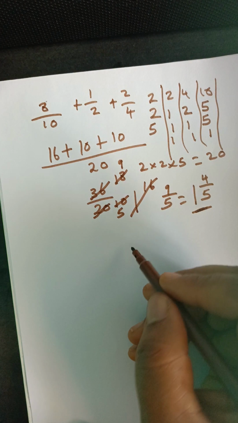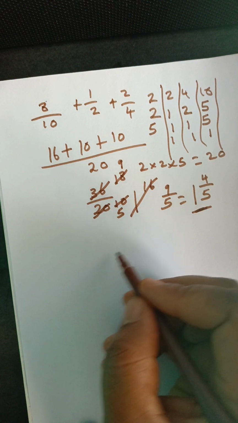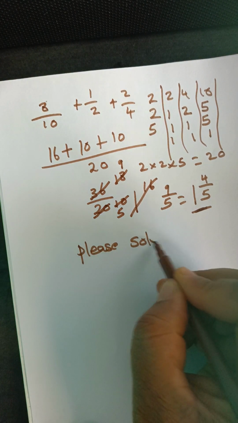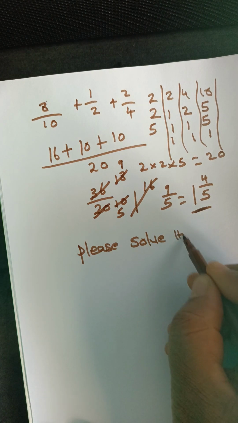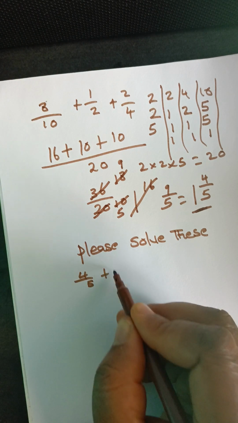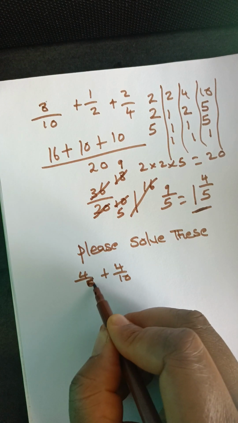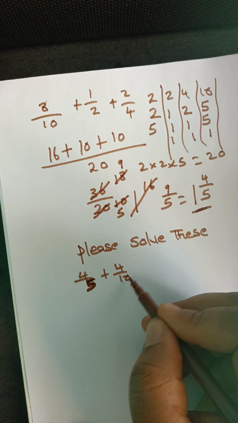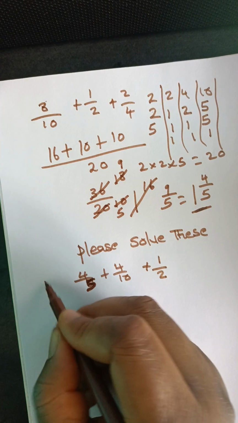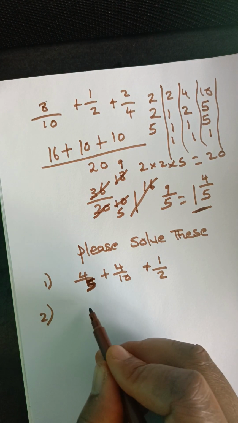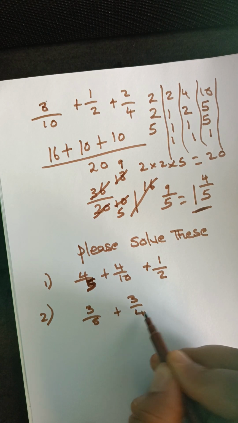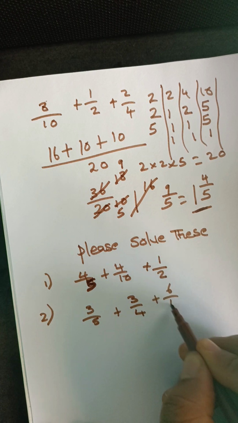So let me leave these with you. Please help me solve these two questions. Solve this to help you know it better. Number 1: 4 over 5 plus 4 over 10 plus 1 over 2. And then number 2: 3 over 5 plus 3 over 4 plus 6 over 10.